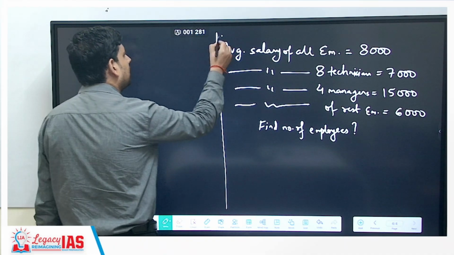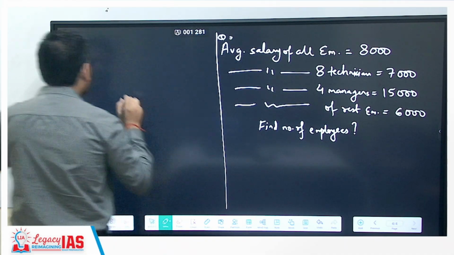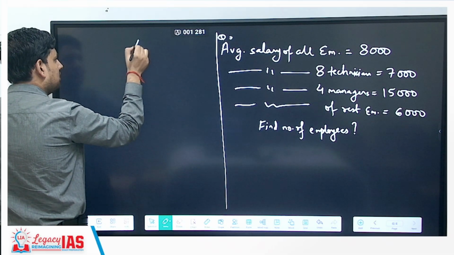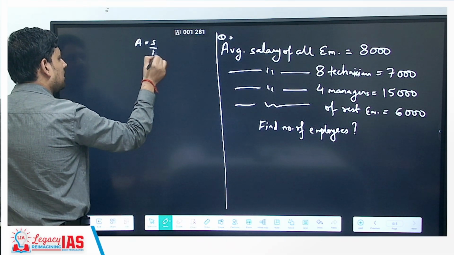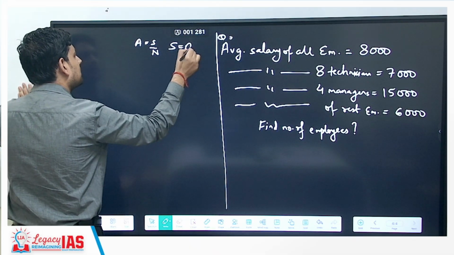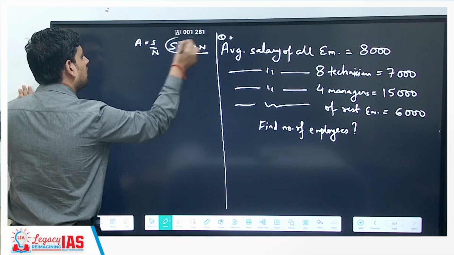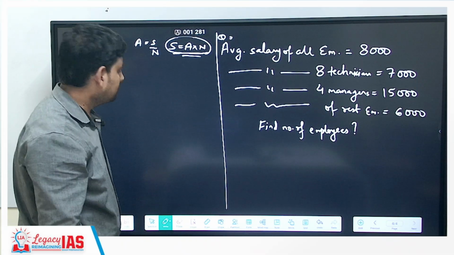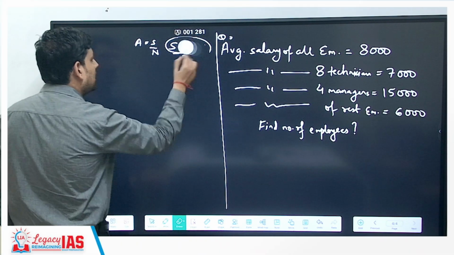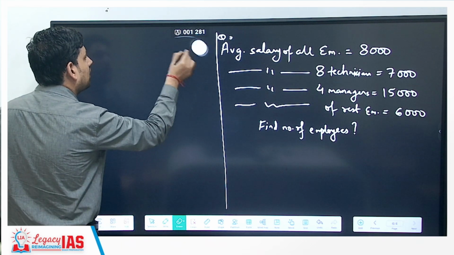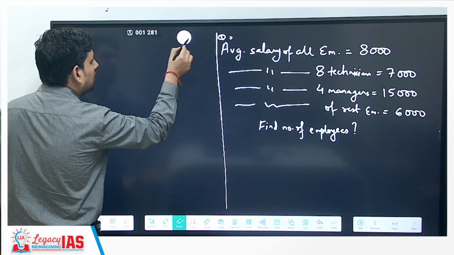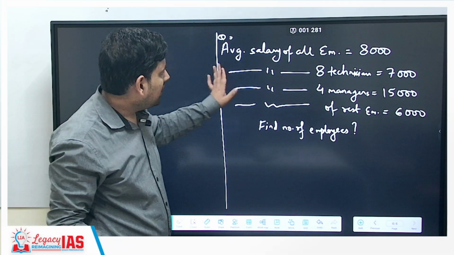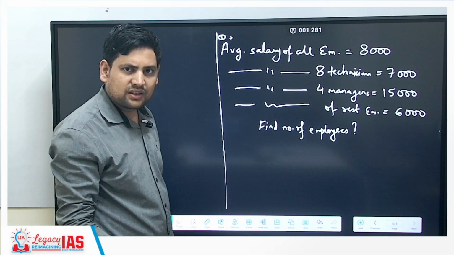Now see, you remember we learned that instead of using A is equal to S by N, in most questions we'll be using S is equal to A into N. This is the form that we'll be using most of the time. Now continuing from there, what is given here: average salary of all employees is 8,000.